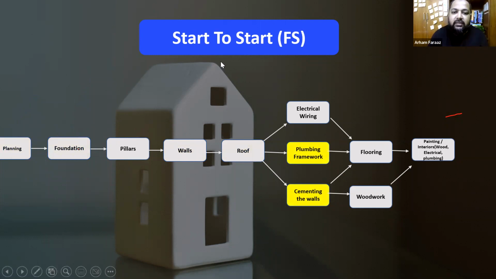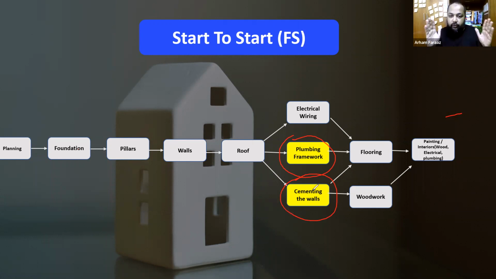Start to start. This relationship I can help you understand with this particular concept. Let's say when you're building the house, you have got plumbing work as well as cementing work, cementing the walls. So the moment the plumbing starts, the cementing on the walls can start. This is for those walls where there is no plumbing work to be done. Or, let's say plumbing is a 2 week activity and cementing walls is a 2 week activity. After 2-3 days of plumbing work, the wall is ready to be cemented.